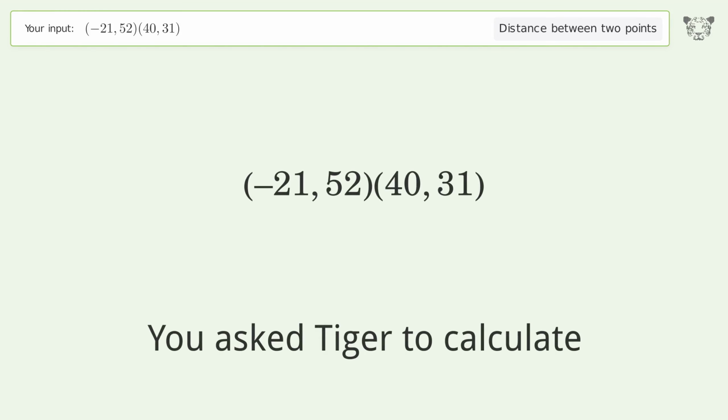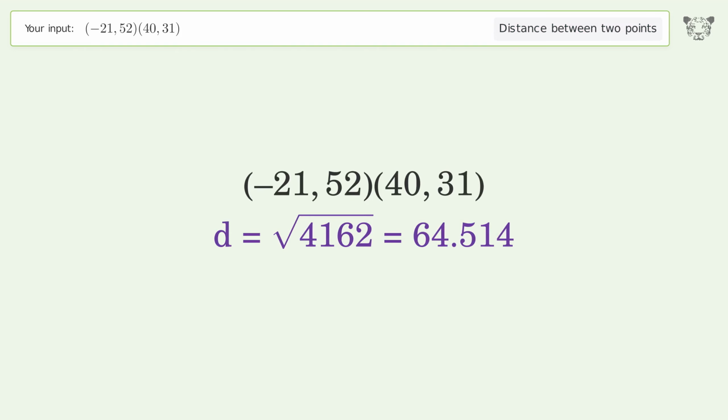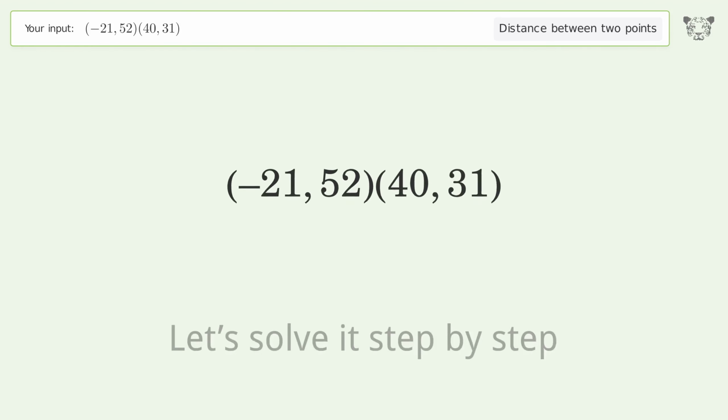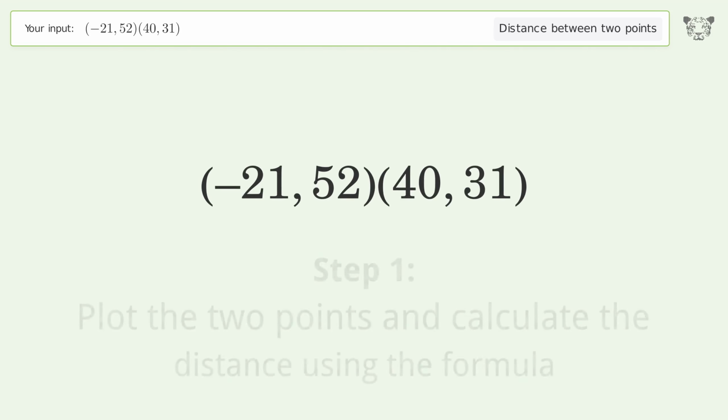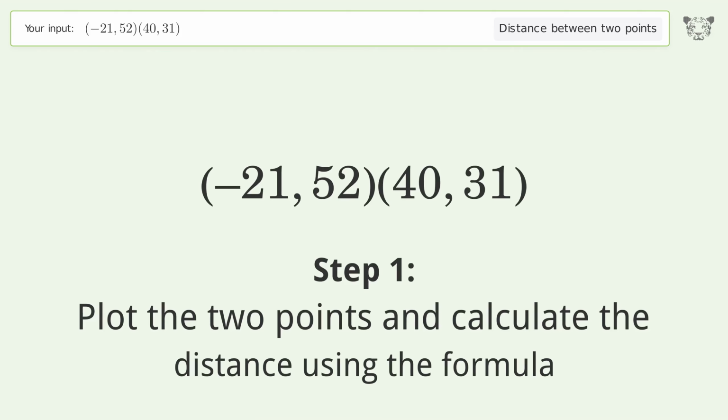You ask Tiger to calculate. This deals with the distance between 2 points. The distance between the 2 points is the square root of 4,162, or 64.514. Let's solve it step by step. Plot the 2 points and calculate the distance using the formula.